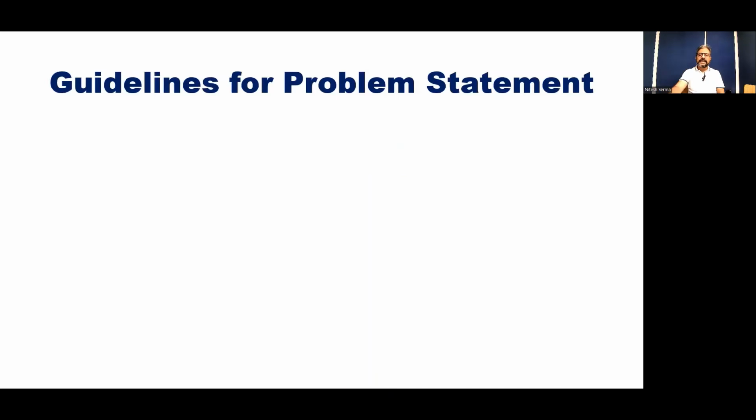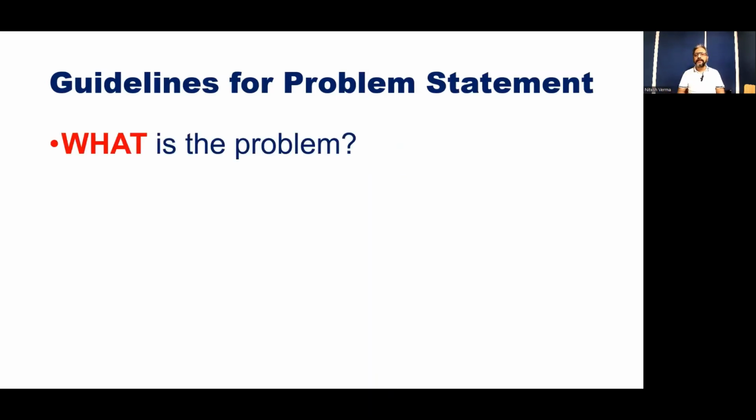Let's look at the guidelines for a problem statement. First, what is the problem? And this what doesn't have to be only subjective. It needs to have the numbers. So 15 job applications, 27 calls, 8% of all online orders have been complaining about late delivery. So what is the problem?